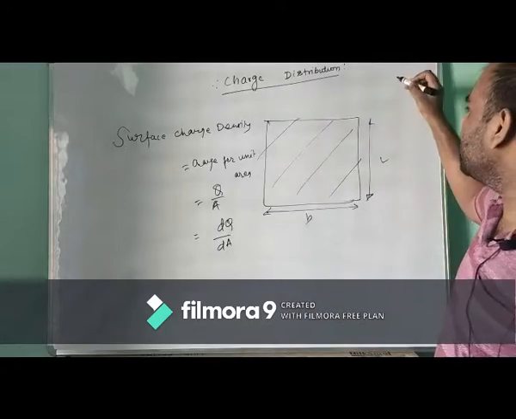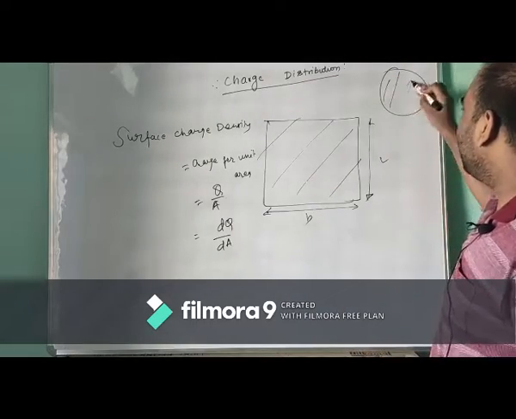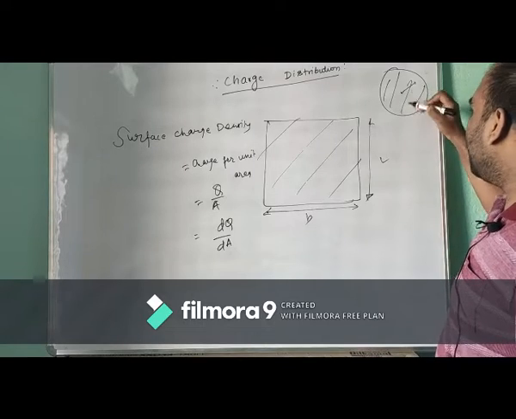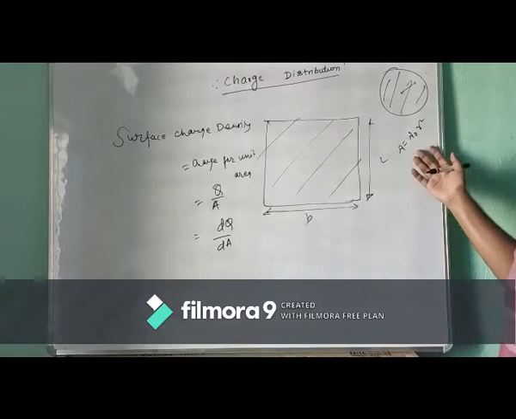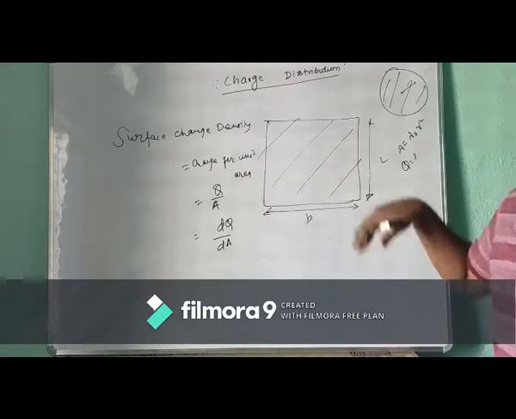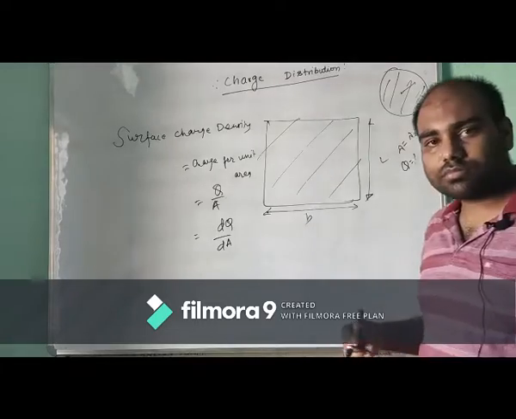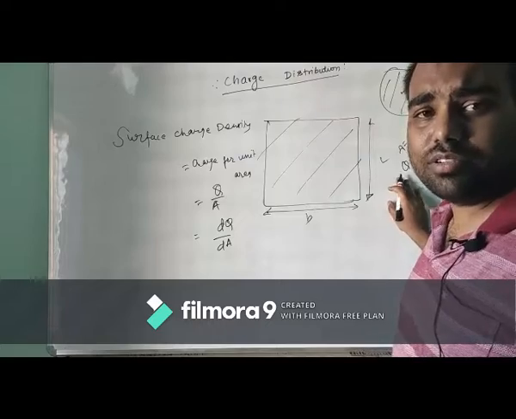Suppose you take the example of a circular disc. Here the variation you can take is lambda, that is lambda naught into R square. Now you just find out what is the total charge on this circular disc, and comment your answer in the comment box.